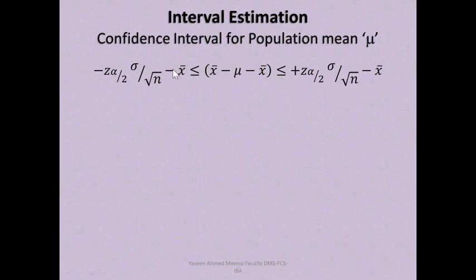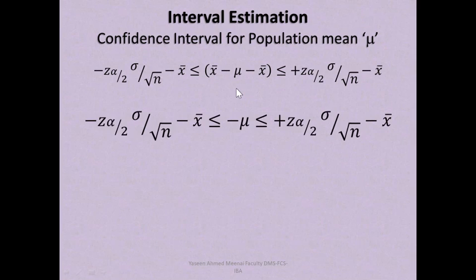X bar has been subtracted on both sides, and it has also been subtracted in the middle. So x bar and x bar will cancel out, and finally we get this picture. Since our mission is to find the value of mu, it is written as minus mu. So how can we get rid of this minus sign? Yes, we can multiply this whole interval by minus 1.